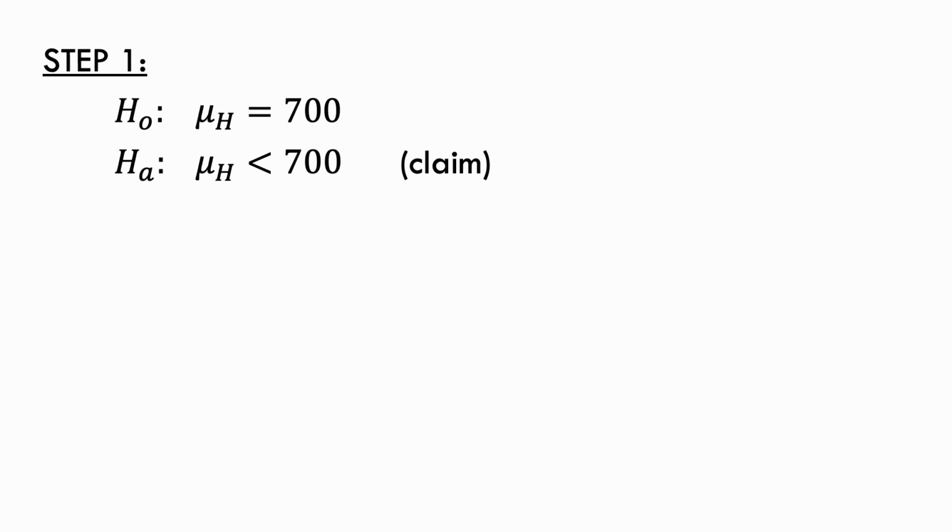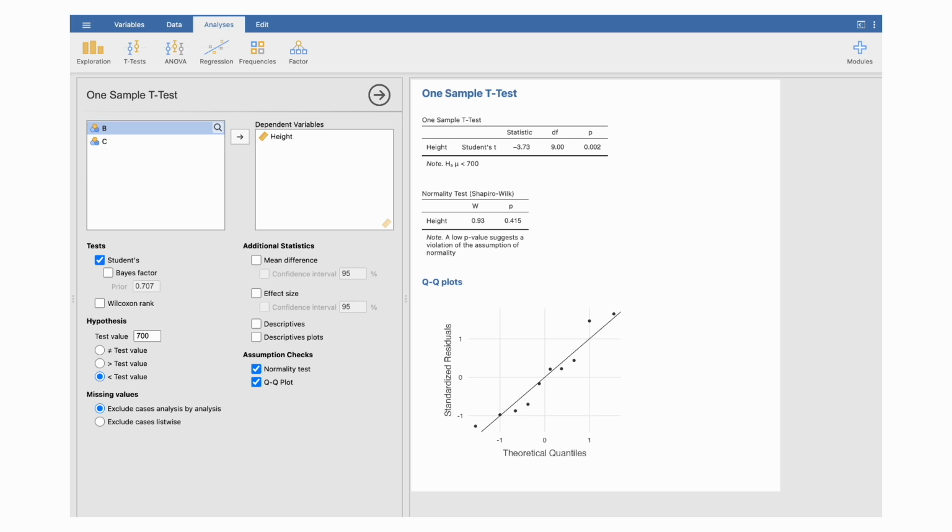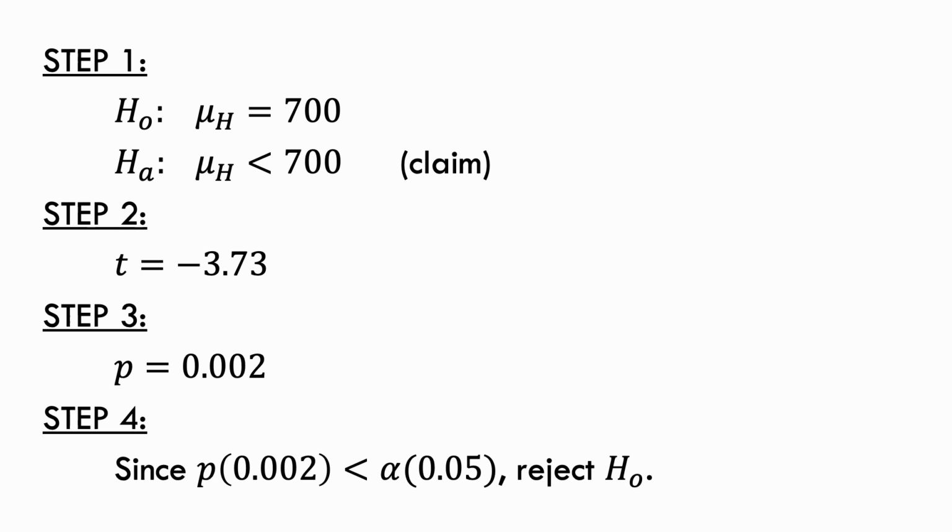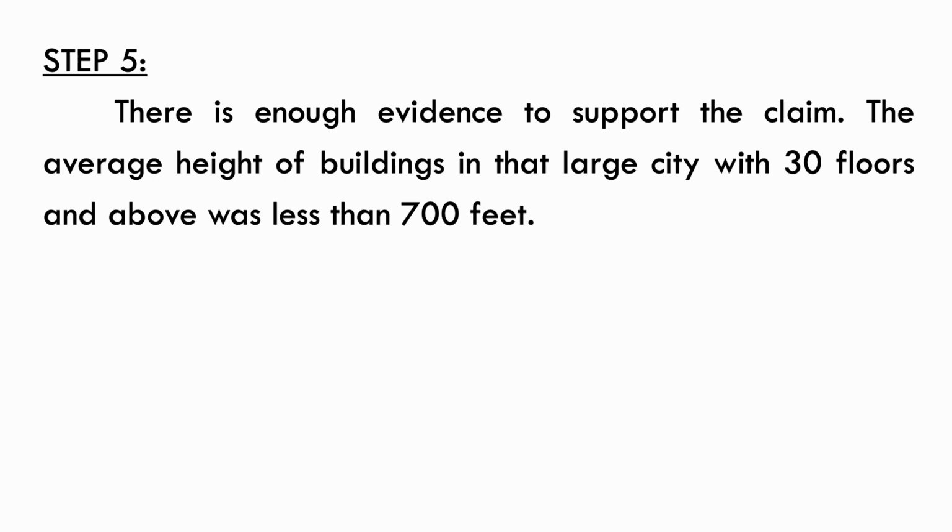For step 2 and step 3, so makikita natin sa Jamovie, don't forget dito sa hypothesis natin, ilagay natin yung tail at yung test value natin. So 700, tapos less than. So yung student's t-test natin shows that the statistic is negative 3.73, while the p-value is 0.002. So since p is less than alpha, we reject the null hypothesis. So our conclusion is that there is enough evidence to support the claim that the average height of buildings in that large city with 30 floors and above was less than 700 feet.